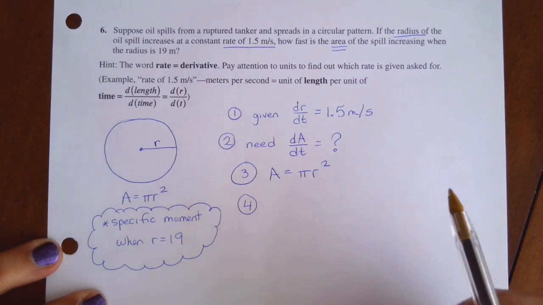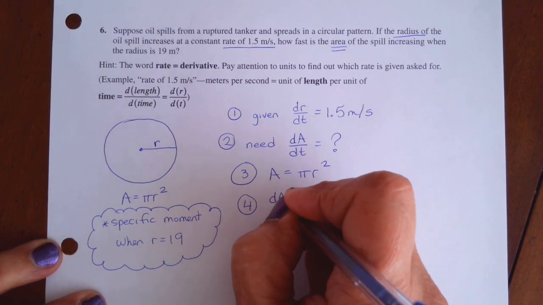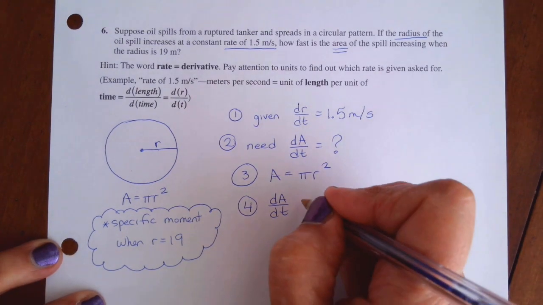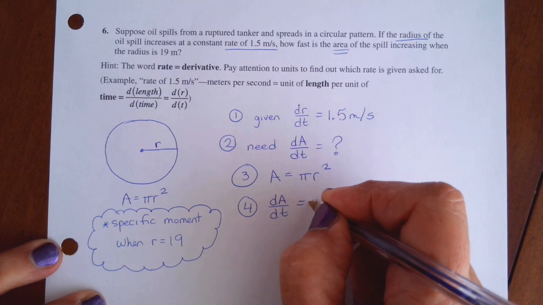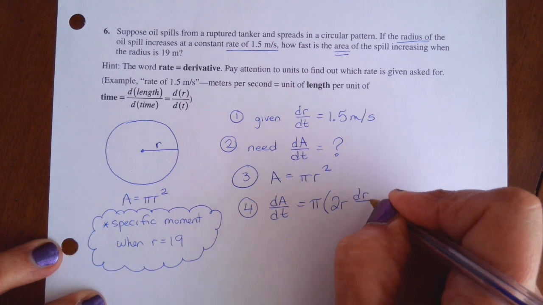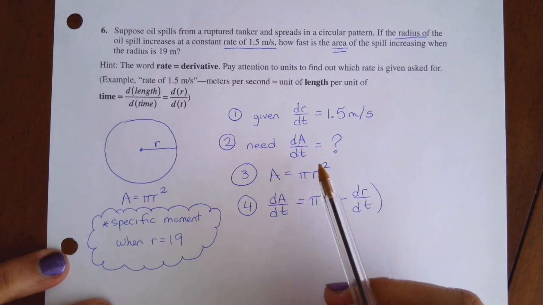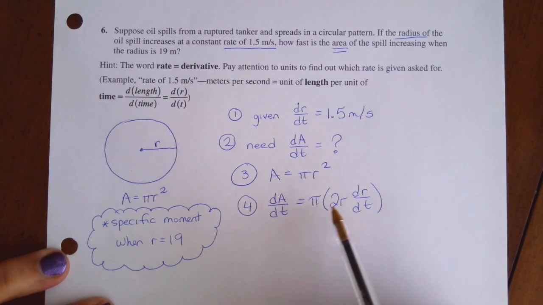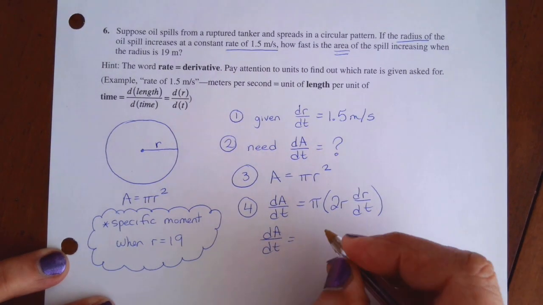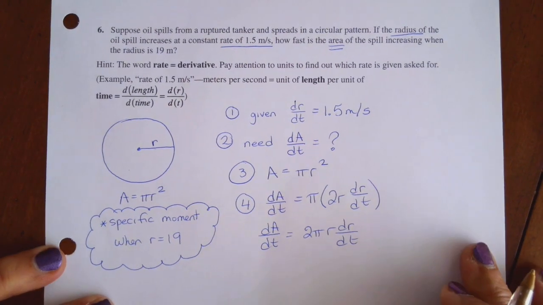So now I can move to step 4, which is to take the derivative of this. The derivative of A with respect to time is dA/dt. The derivative of A is 1 times dA/dt. Pi is a constant, so leave it out front. And then the derivative of r squared would be 2r, and then I've got to take the derivative of r with respect to t. So what am I solving for? I need to find dA/dt, so I'm already ready to go. So dA/dt, and I'm going to clean this up a little bit, is 2 pi r dr/dt.